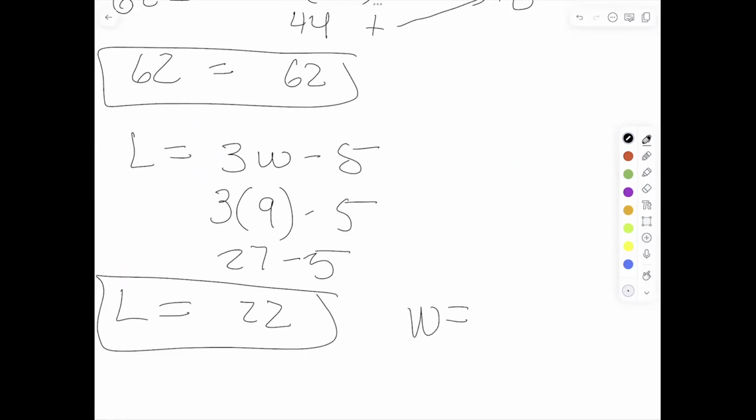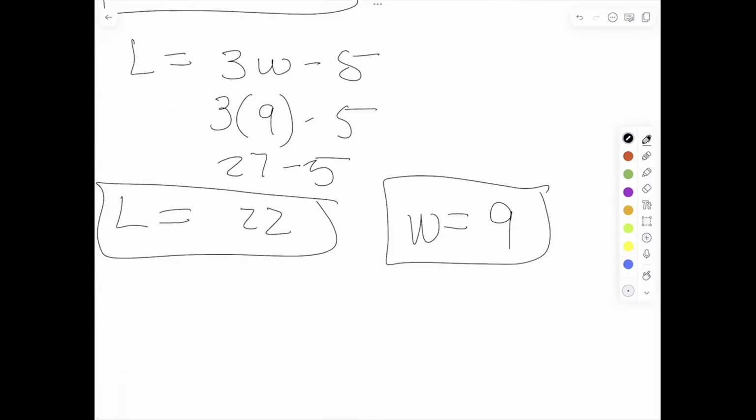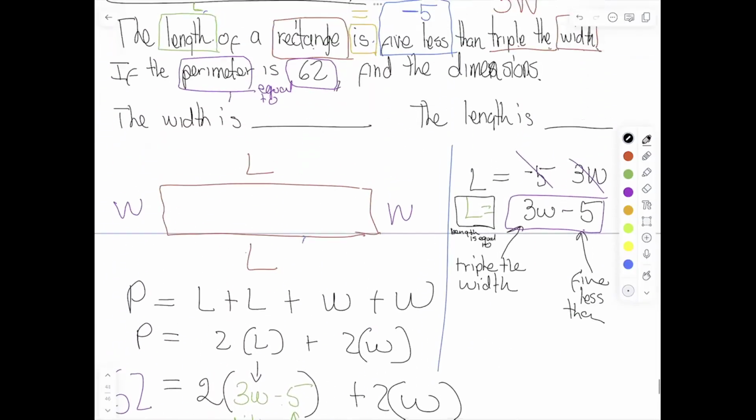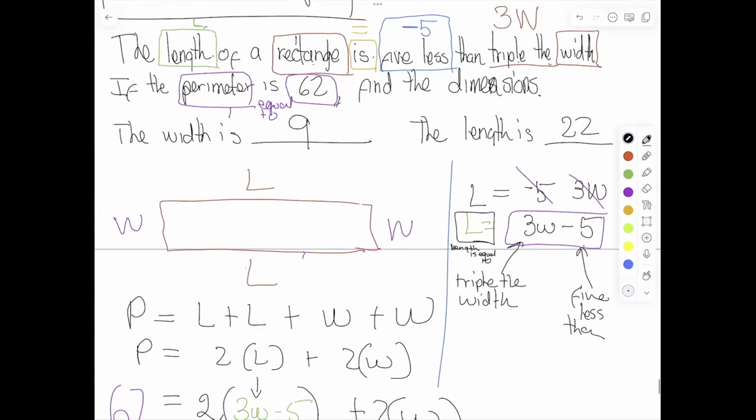And what is my width? 9. What are the dimensions of this? The width is 9. The length is 22, correct? Yes. So if I replace these values up here, this length is 22, this length is 22. Remember the parallel lines yesterday? If this one has a slope of 2, then this has a slope of 2, right? So if W is equal to 9, then W is equal to 9.